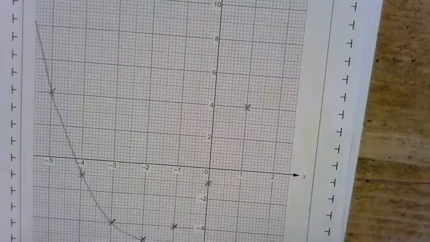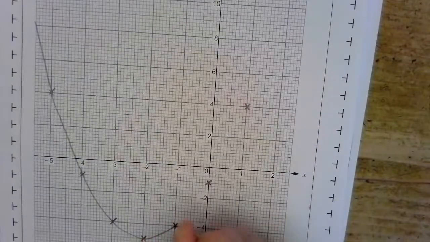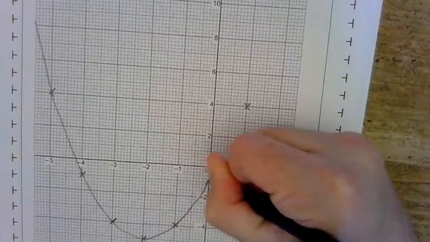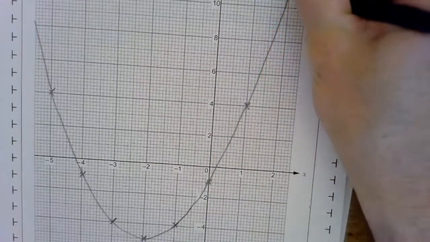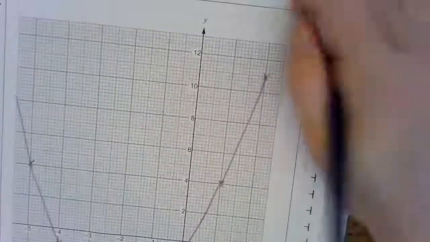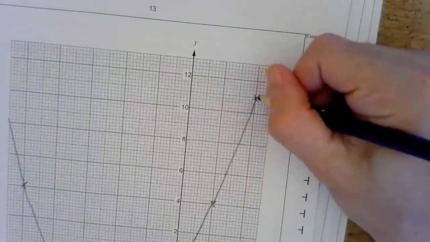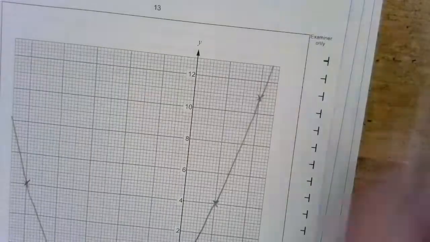and then similarly here, notice that I'm going all the way to the top of that graph paper there. Don't just stop there, go all the way to the top. Okay, so that's my graph.